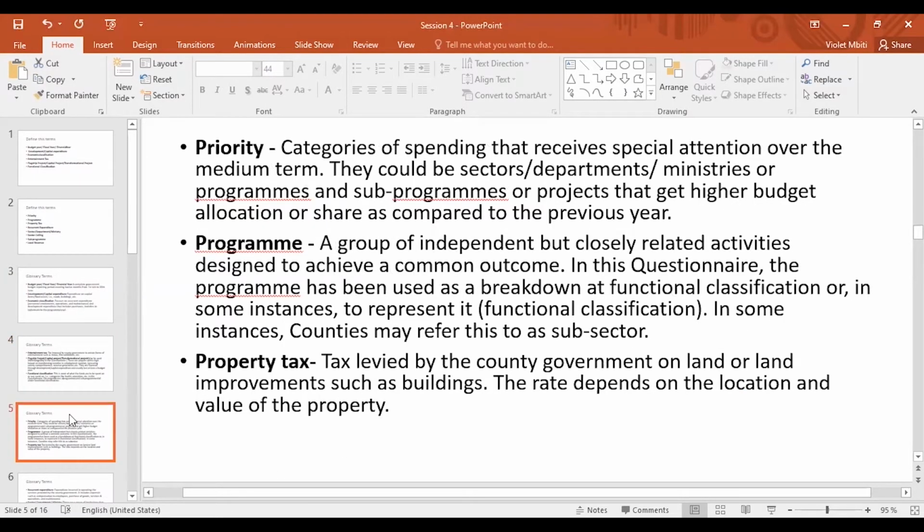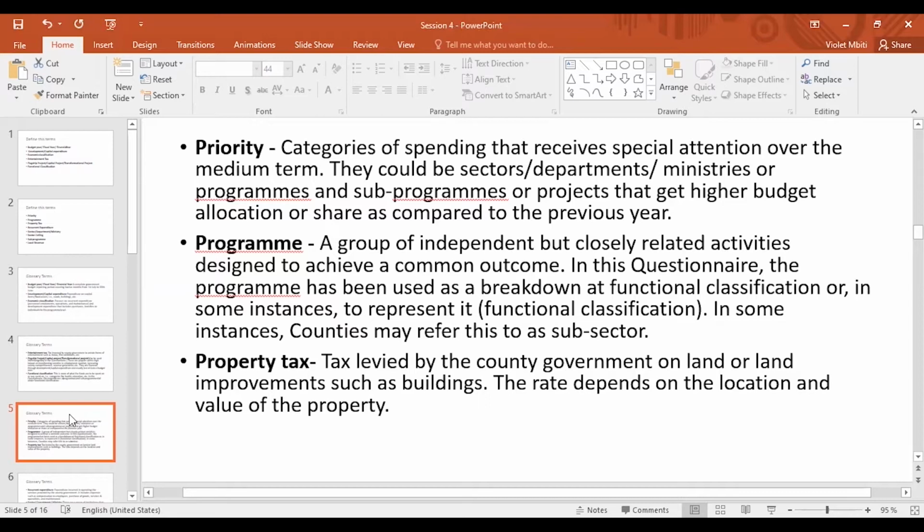And then now we have priority. Priorities are categories of spending that receive special attention over the medium term. They could be sectors, departments, or ministries, or programs and sub-programs, or projects that get higher budget allocation or share as compared to the previous year. So if you remember when we were going through the county priorities, you realize that there were certain departments receiving higher allocation than others. And you saw that agriculture was not a priority sector in Machakos. With regard to priority, the one that is receiving more government allocation is where the county has placed its priority.